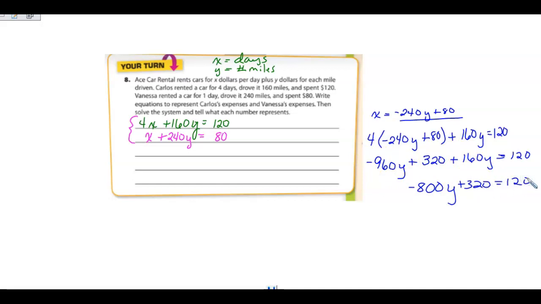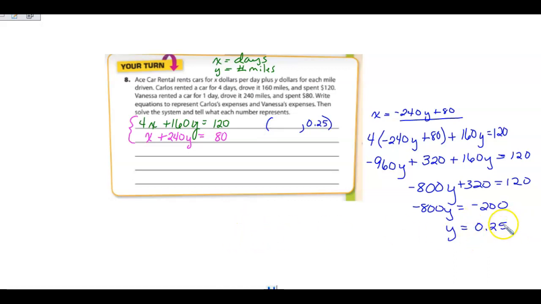I'm going to double check my math. And that's correct. And then I'm going to take 120 and I'm going to subtract 320 from it. And I'm going to get negative 800y equals negative 200. Divide both sides by negative 800. And y is going to equal 0.25. Now I have to find my x.